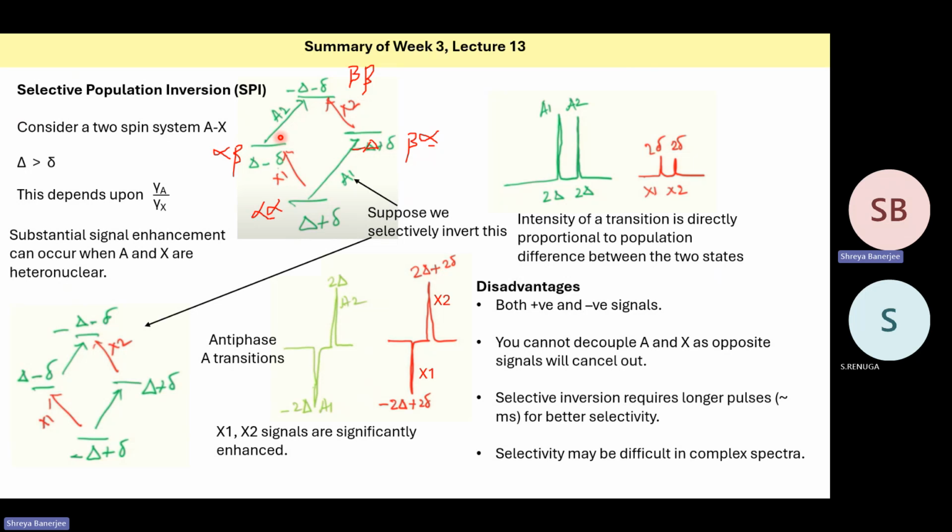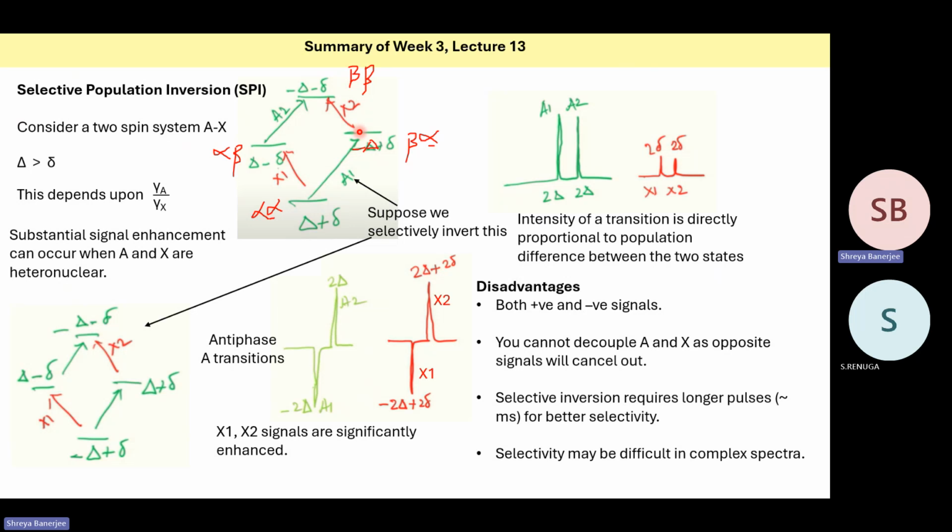So again, you have four possible transitions. For the A nuclei, you will have two transitions here shown by A1 and A2, where the first nucleus is going from alpha to beta. In case of the X nucleus, you have X1 and X2, two transitions. Now we know that the intensity of the signal will depend on the population difference. So in case of A1 transition, the population difference is 2 delta. And in case of A2 transition, the population difference is again 2 delta.